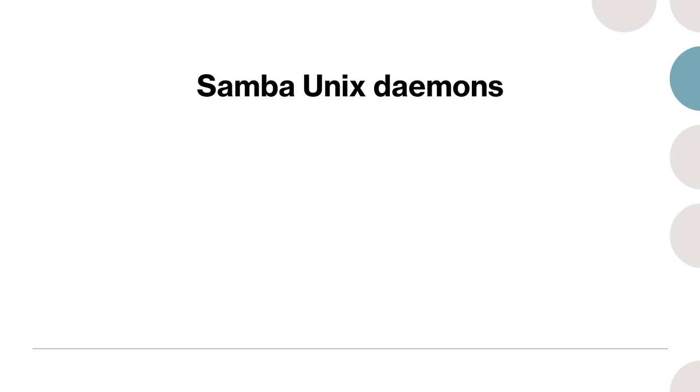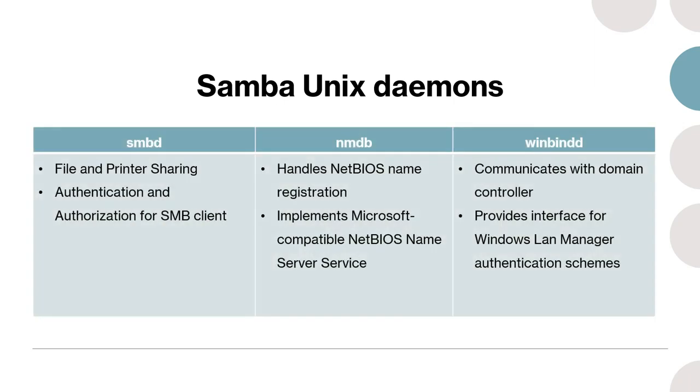Samba revolves around three Unix daemons. SMBD handles file and printer sharing and provides authentication and authorization for SMB clients. NMBD handles the NetBIOS name registration and implements the Microsoft-compatible NetBIOS name server service. Winbindd communicates with the domain controller and provides an interface for Windows LAN Manager authentication schemes.